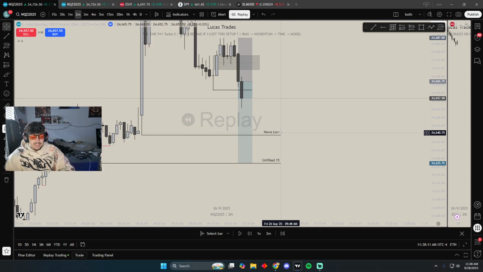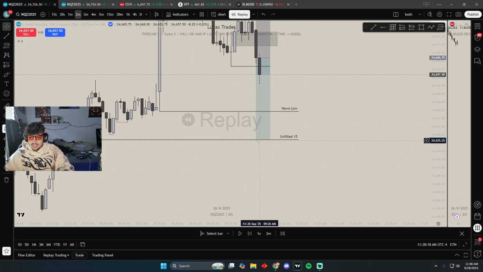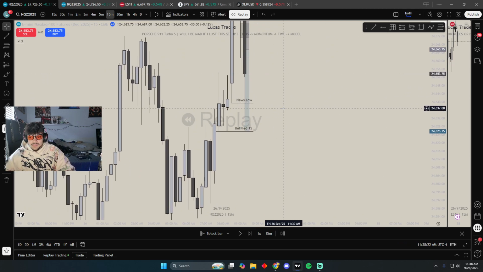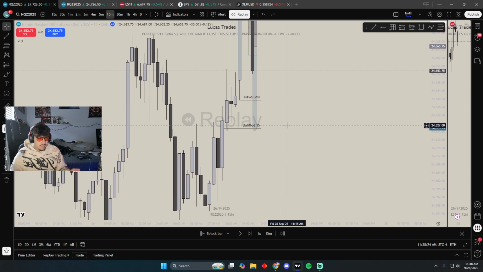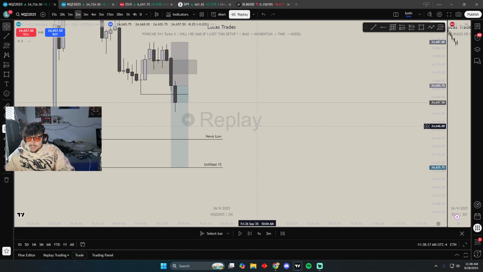I scaled, I believe, 75 or 80% of my position on all of my accounts at the news low, and then left a runner to this unfilled 15-minute gap. If you guys do not know, unfilled inefficiencies, meaning unfilled fair value gaps, are decent draws on liquidity. You don't want to leave inefficiencies unbalanced, meaning market does want to tap into them at some point. So I was just holding a runner to these unfilled fair value gaps.